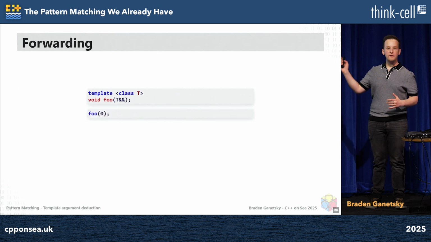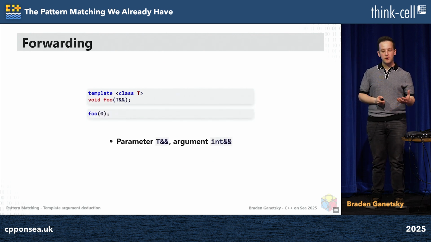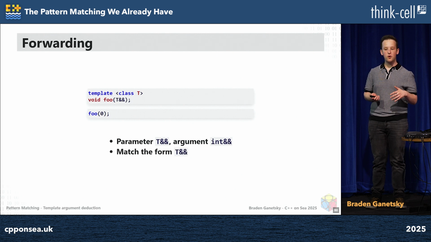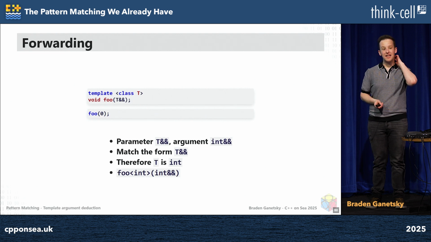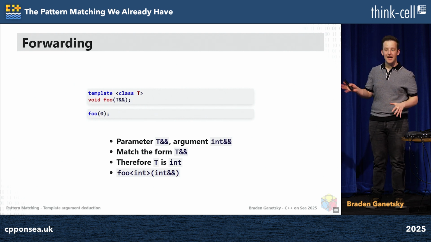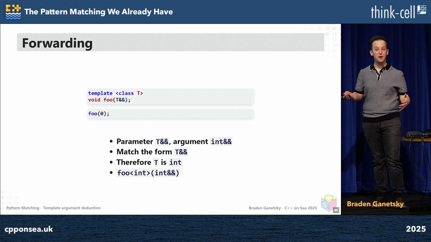Here, we're calling foo of 0. So the parameter is T ref, the argument is int ref. This one's a little bit simpler. We match the form T ref, we end up with T as int, and this is the function that we end up getting. So that's actually simpler. And it's funny because I went into this talk thinking this was the complicated case, and it is not.